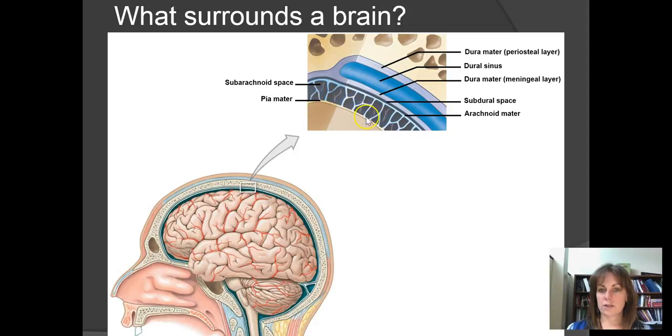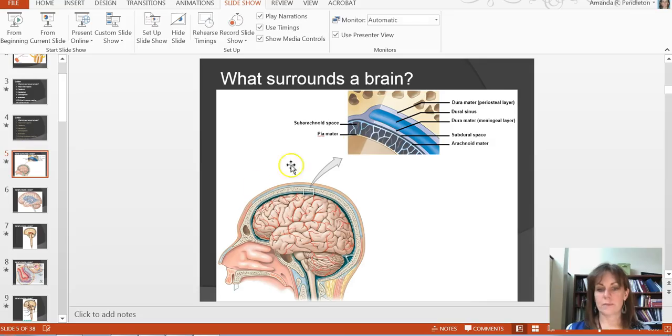Okay. And then the last layer of the meninges that's closest to the brain tissue, and it's shown here in this kind of yellowish line, is the pia mater. Okay. And this is very thin, very delicate tissue, and it hugs the brain. Every bump, every groove, every gyrus, every sulcus, it hugs the brain.